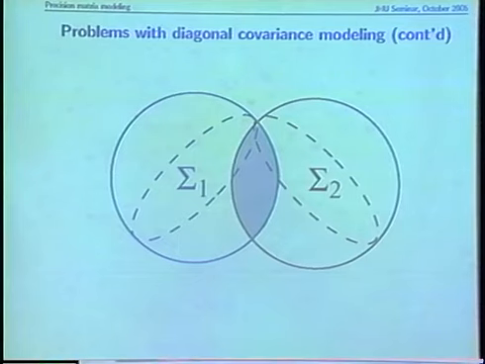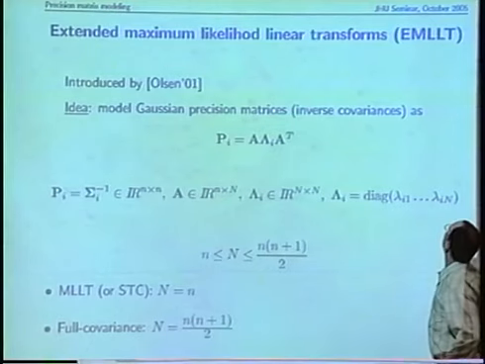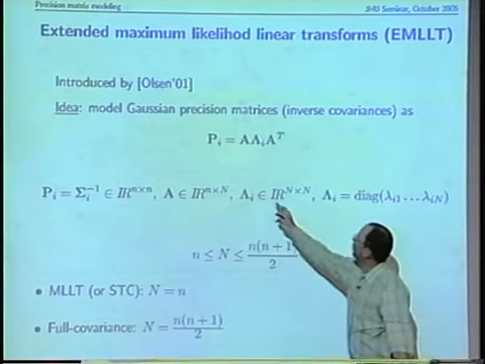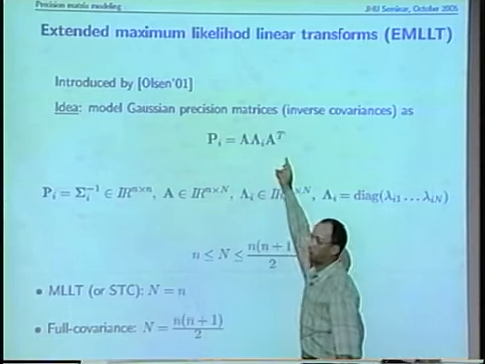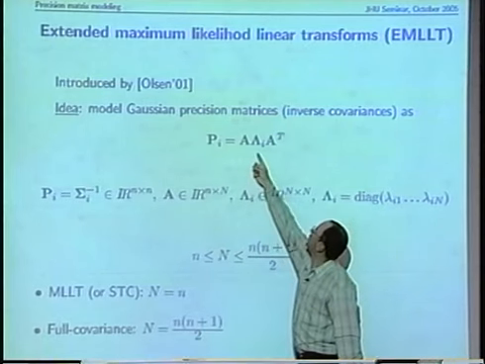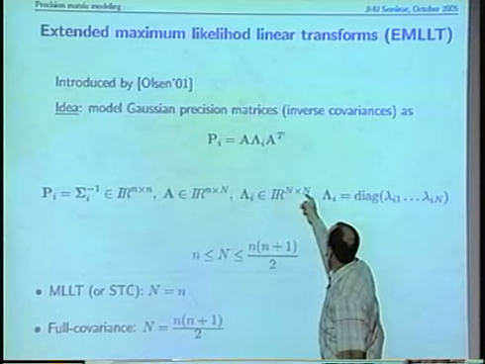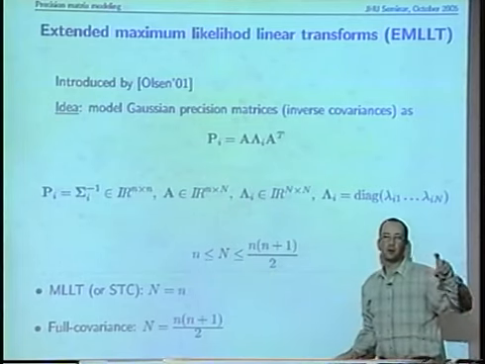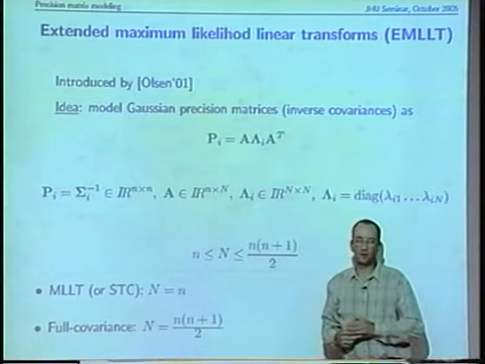So what can we do about these problems? So the first idea is called extended maximum likelihood linear transforms, or EMLLT. And it says that take the precision matrices and model them as capital A, lambda I, capital A transpose, where lambda I is a diagonal matrix which has a higher dimension than n. It has a dimension capital N by capital N. And A is a rectangular matrix which has a smaller number of rows than a number of columns.